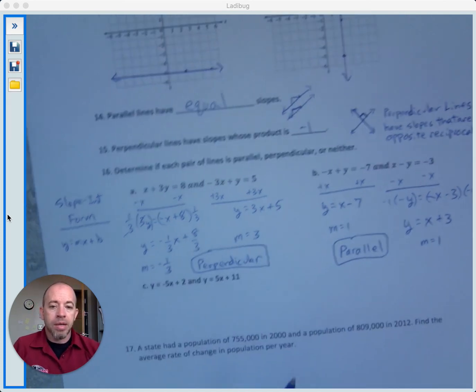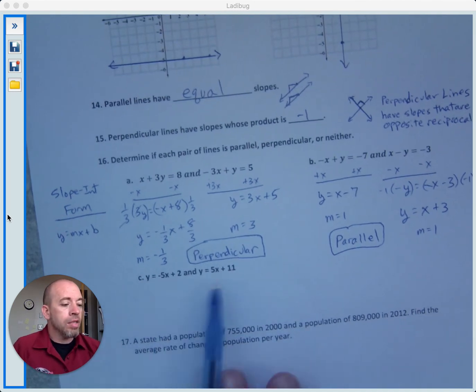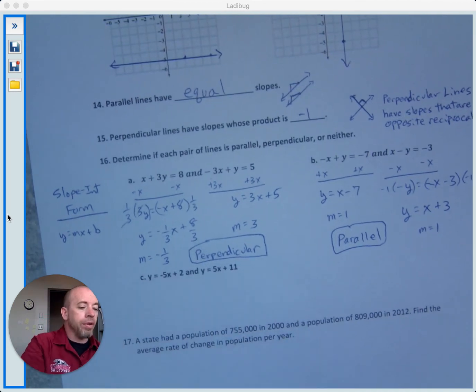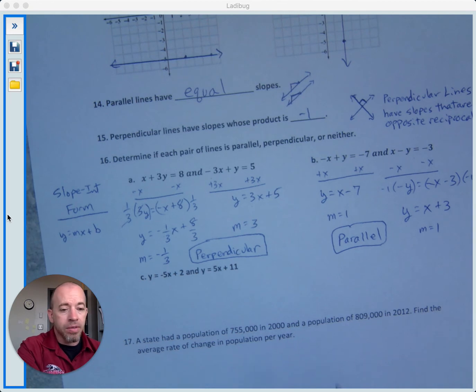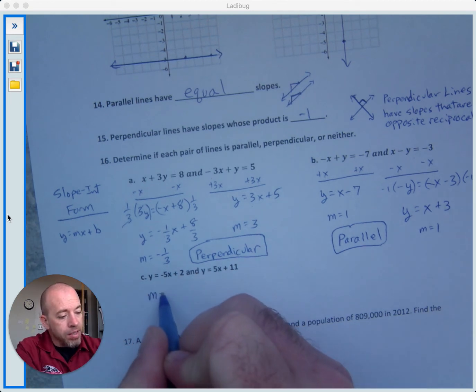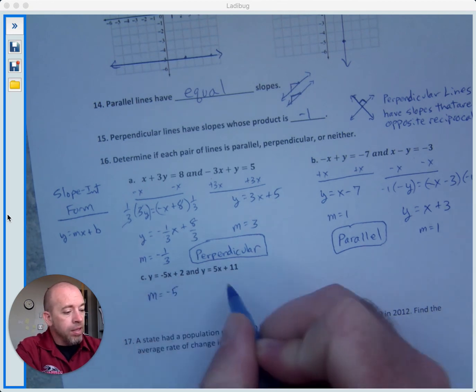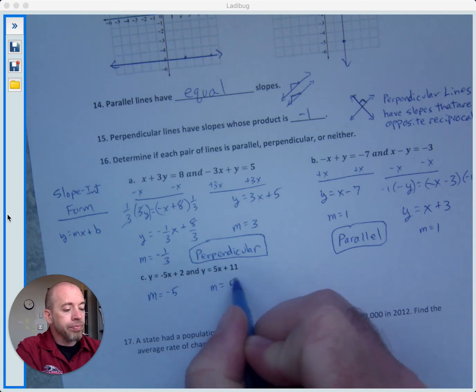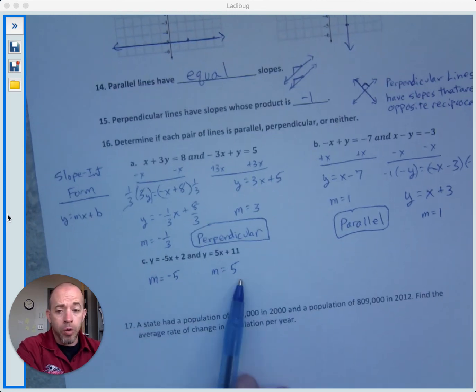Now we have another example here. These two lines are already in slope-intercept form. So we just have to compare the slopes. Here m is negative 5. Here m is positive 5. Are they the same? No, they're not.